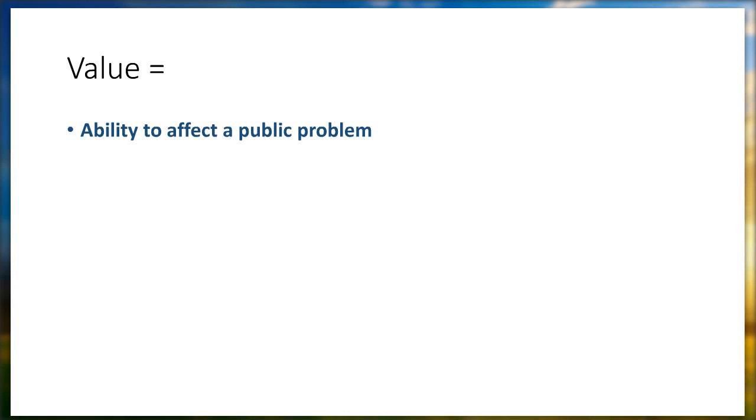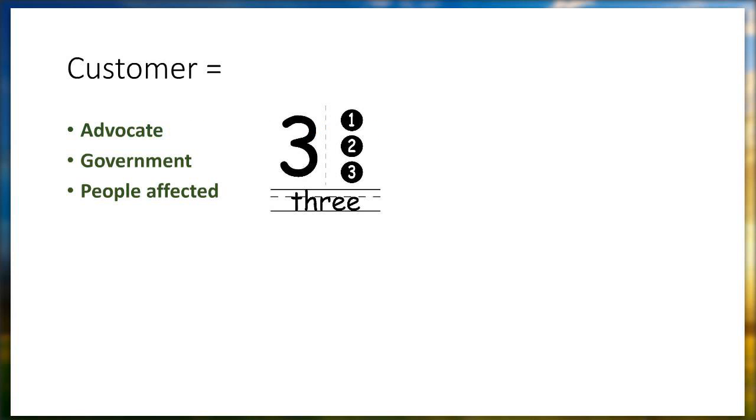And to discuss value, we turn to our definition of public policy as a strategy to help address a public problem. Given this definition, the value of a public policy lies in its ability to affect the public problem. Sounds simple. But remember, the process from problem to policy solution is fraught with snakes and ladders.